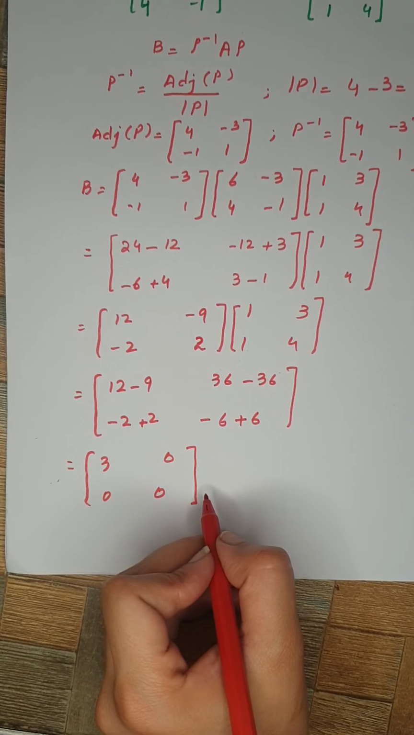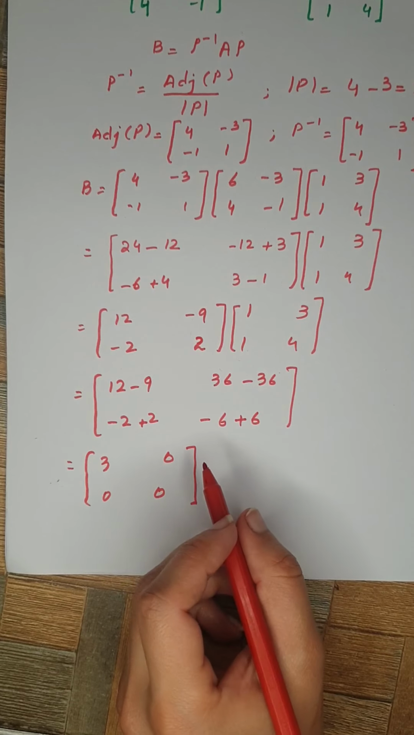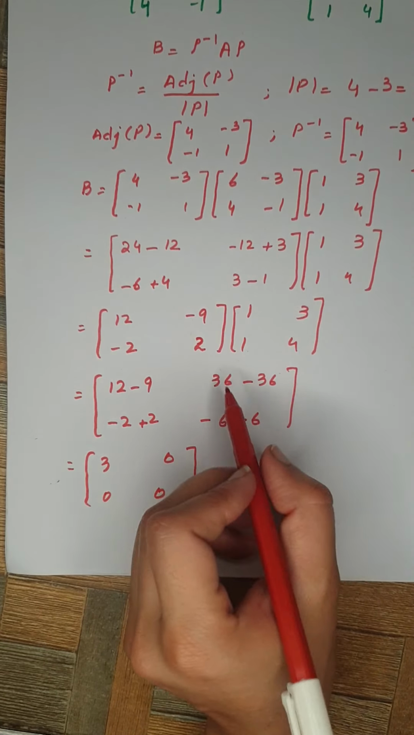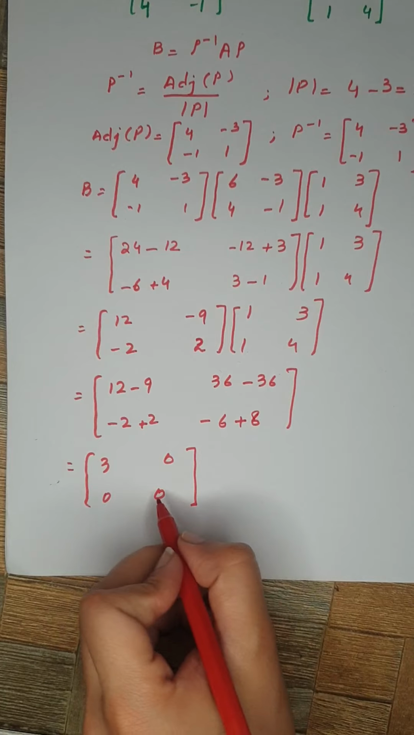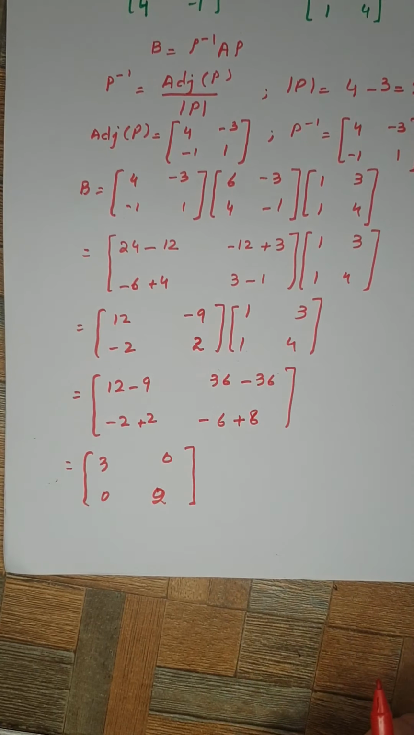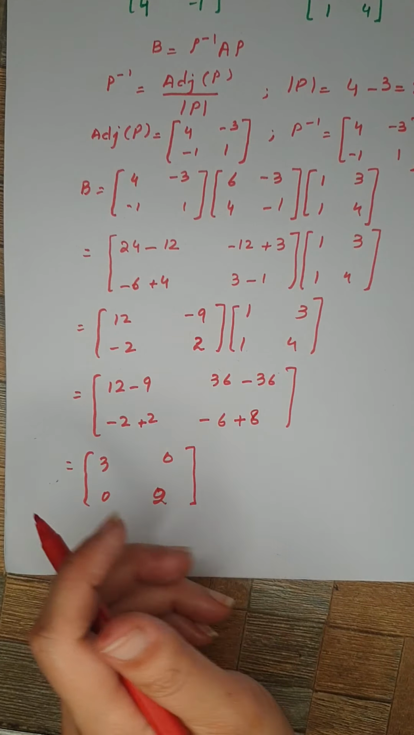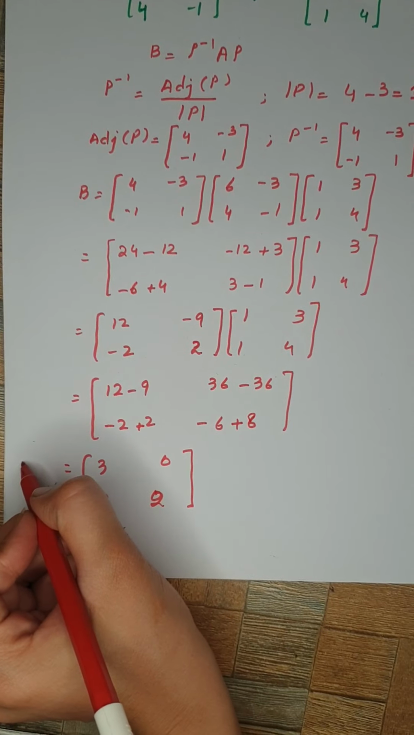I guess there is a little bit of confusion. Minus 6 plus 8. So all right, I will have plus 2 over here. This was a little bit of a mistake. I got it, this is my similar matrix B.